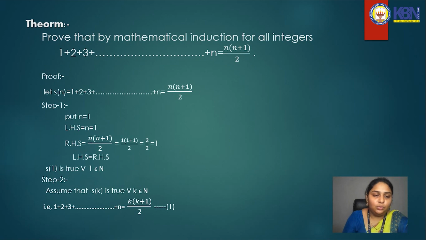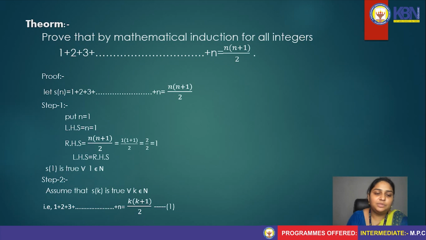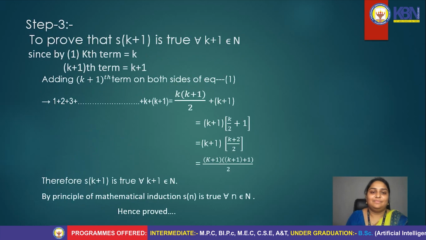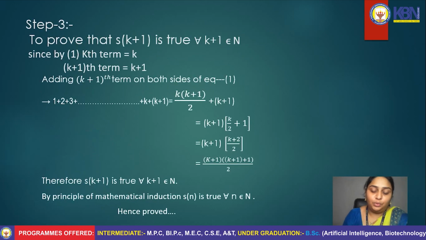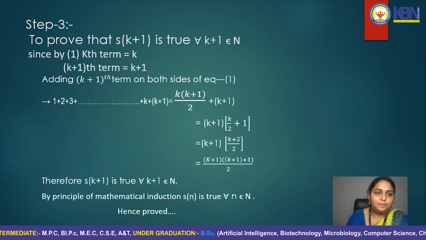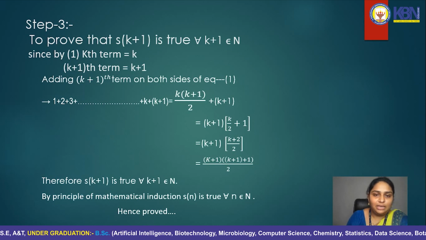Next, in step 2, we just assume that the condition is true for k. That is, assume that S of k is true for all k belongs to N. That is, in place of n, we are substituting k and the condition is satisfied. That is 1 plus 2 plus 3 plus so on plus k is equal to k into k plus 1 by 2. And in step 3, we have to prove that S of k plus 1 is true for all k plus 1 belongs to N. From equation 1, we have 1 plus 2 plus 3 plus so on plus k is equal to k into k plus 1 by 2.